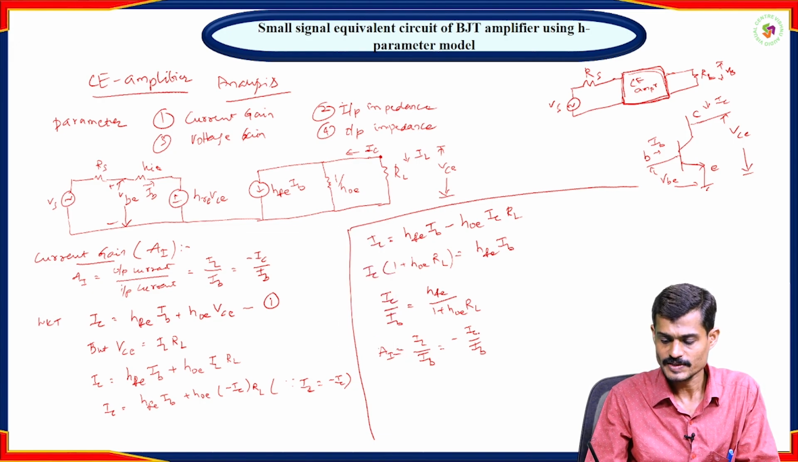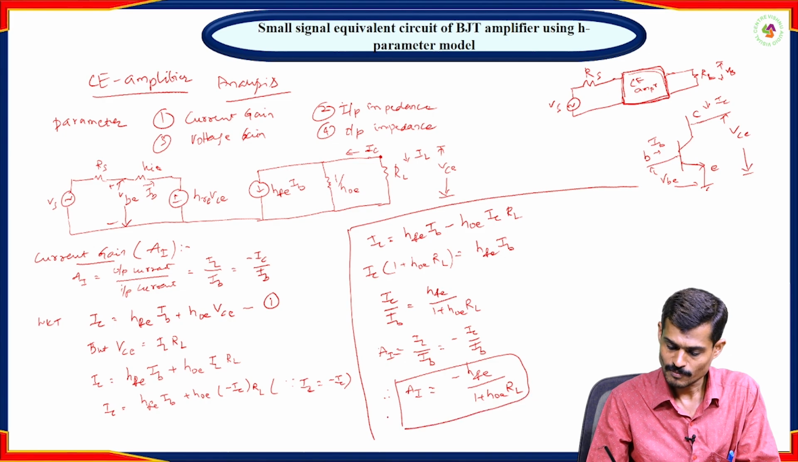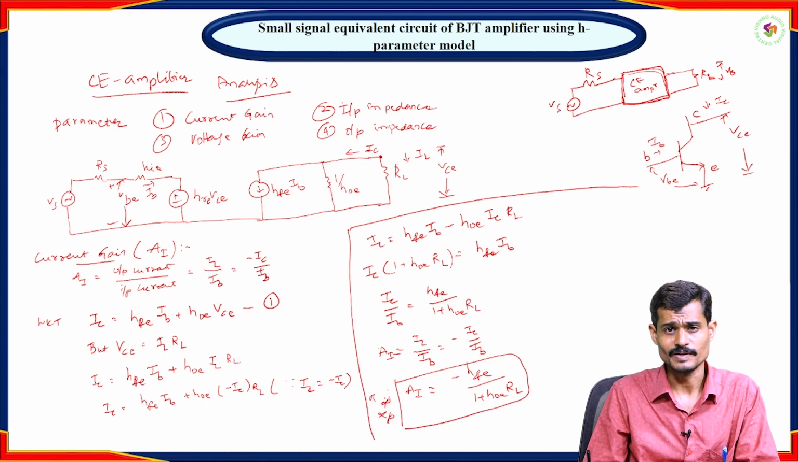A equals minus IC by IB. So already we know from this one, IC by IB equals HFE divided by 1 plus HOE into RL. Therefore, what is the formula for current gain? A equals minus HFE divided by 1 plus HOE into RL. This is the formula for current gain. You have to remember this formula. A equals minus HFE divided by 1 plus HOE into RL. Okay, so this is the current gain formula.